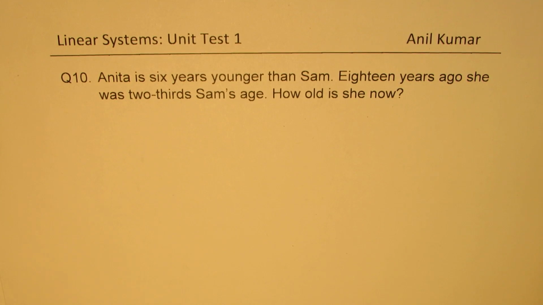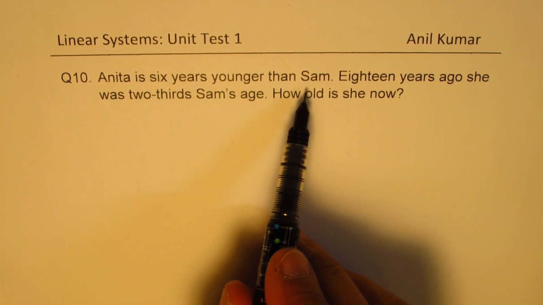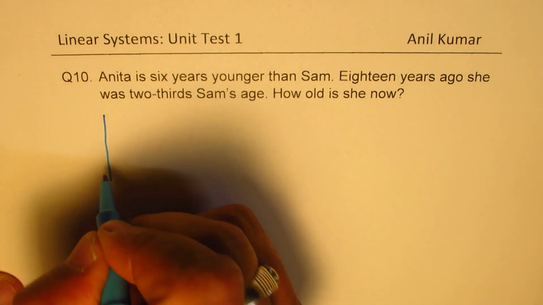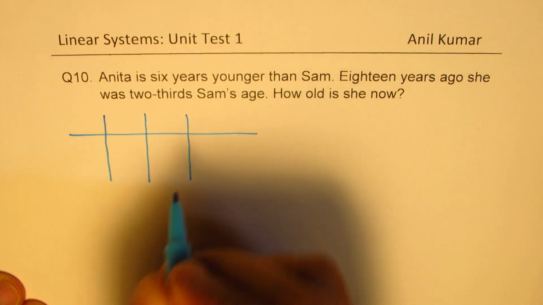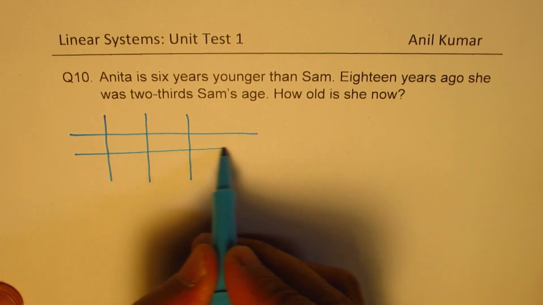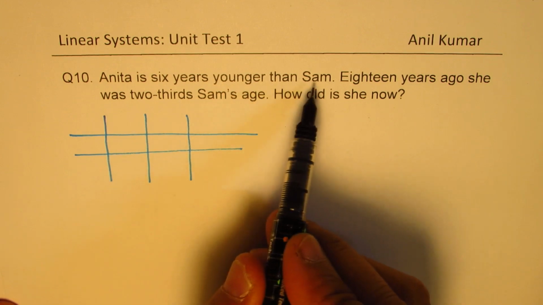Now let's take up the last question, question number 10. Anita is 6 years younger than Sam. 18 years ago, she was 2/3 Sam's age. How old is she now? So again, let's make a table, right? So a similar kind of table we'll make. However, now we have different parameters. So we're talking about two persons and at two different times, correct? So one is Anita is 6 years younger than Sam, right?